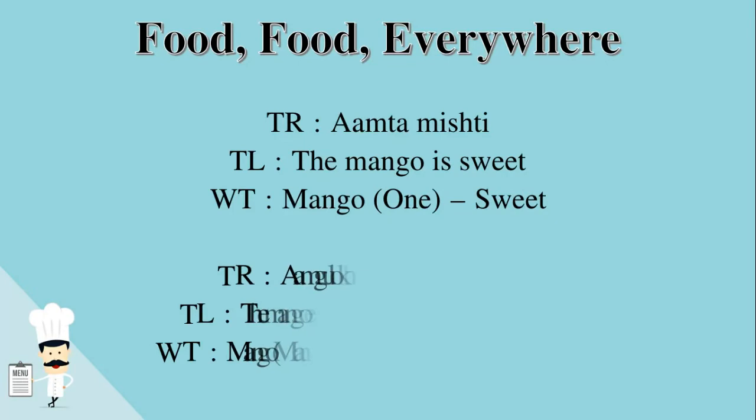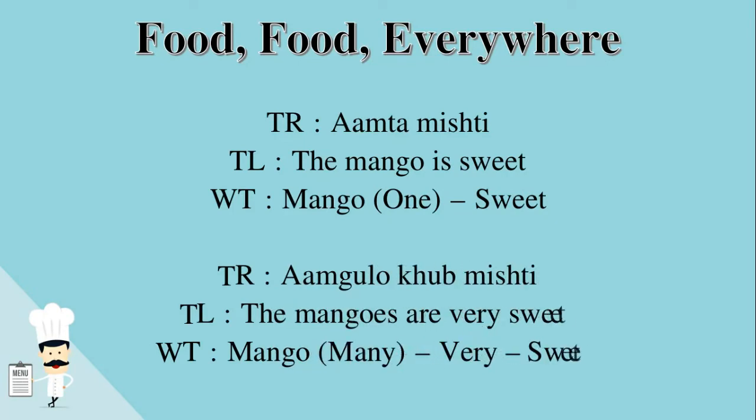We can have longer sentences in this manner as well. Amgulo khub mishti. Mangoes are very sweet. Now notice that very is a qualifier for sweet. Similarly in Bengali, khub is a qualifier for mishti. So very sweet is used as a block of words, and in Bengali also the order remains the same. So very sweet, think of it as a block of qualifiers. In Bengali also it becomes khub mishti.